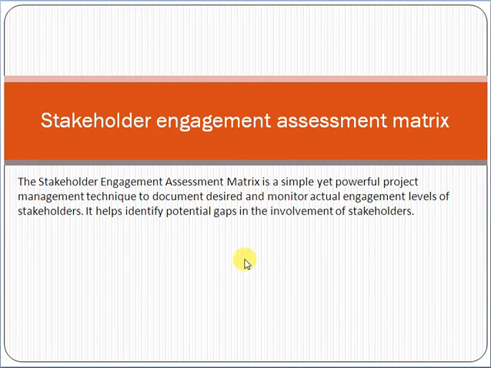Today we'll discuss the topic Stakeholder Engagement Assessment Matrix. Friends, today's topic is very interesting and very important with reference to project management, PMI, PMBOK, the Project Management Body of Knowledge.